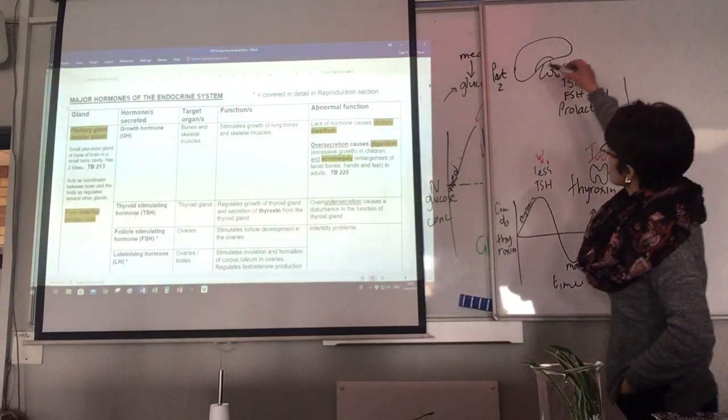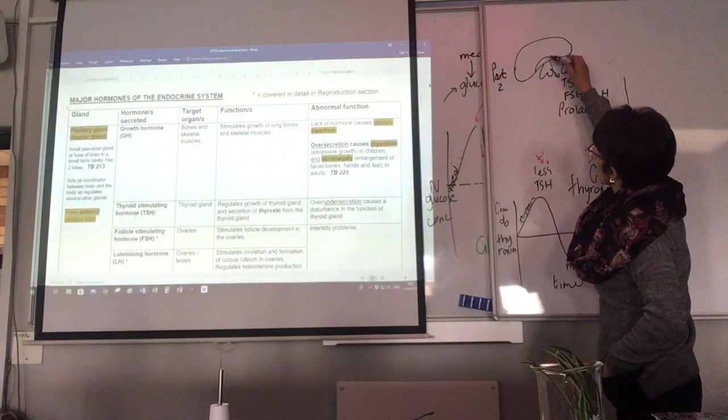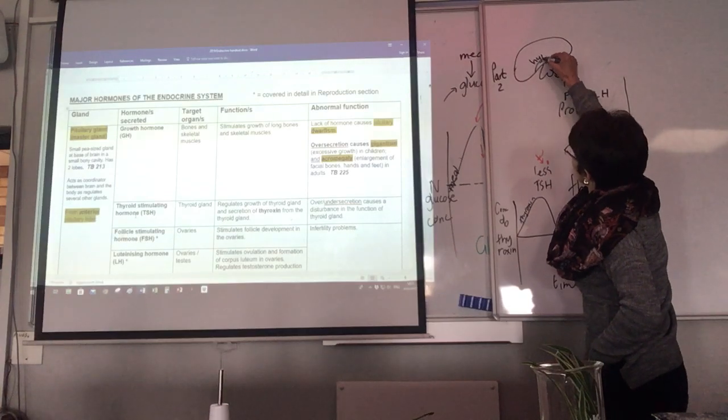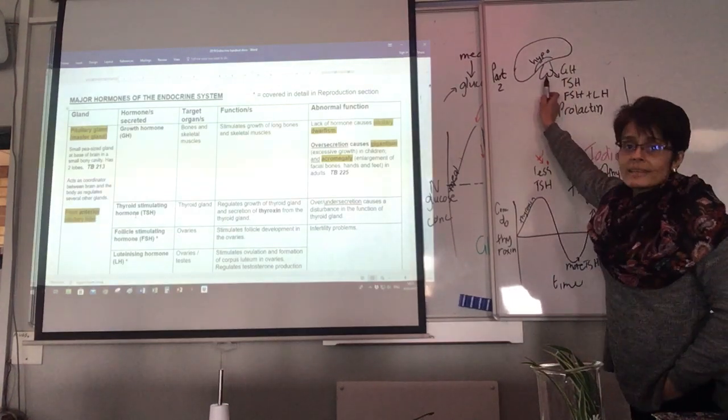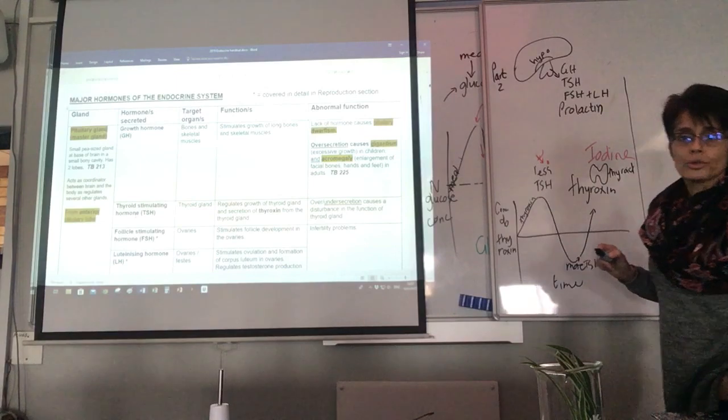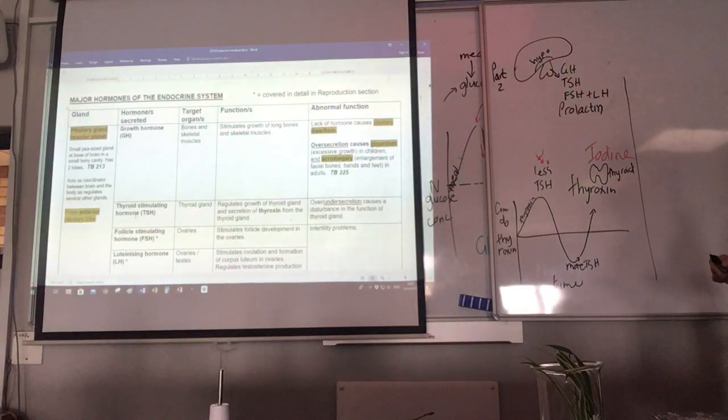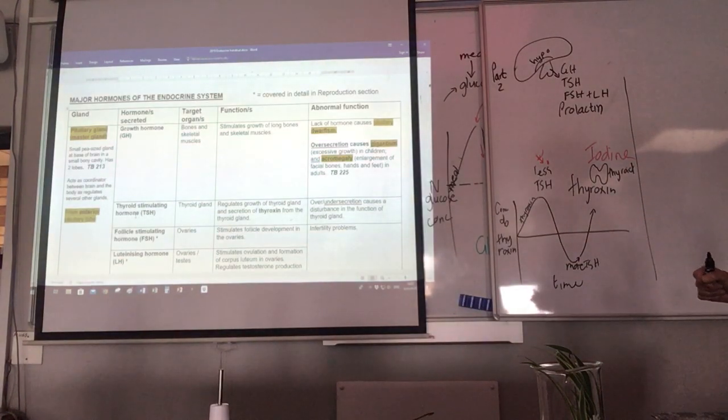Okay, so what we were saying was, at the base of the brain is the region called the hypothalamus, and attached to that is that small pea-sized gland called the pituitary. You might see sometimes it's called the hypophysis. Please don't worry about that word. It's sometimes known as the master gland because its hormones control other glands.